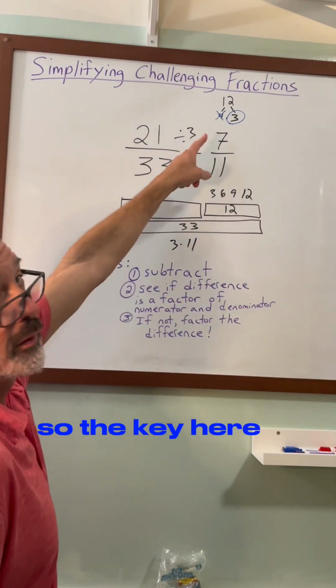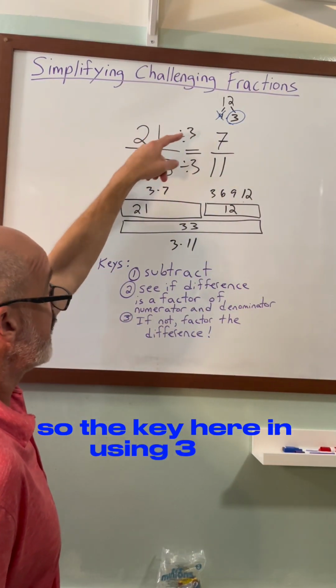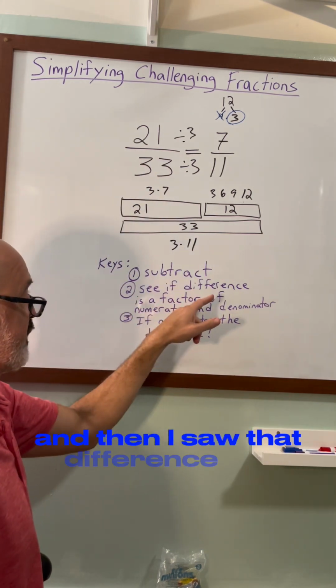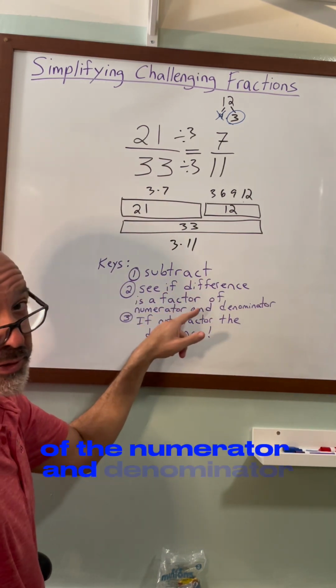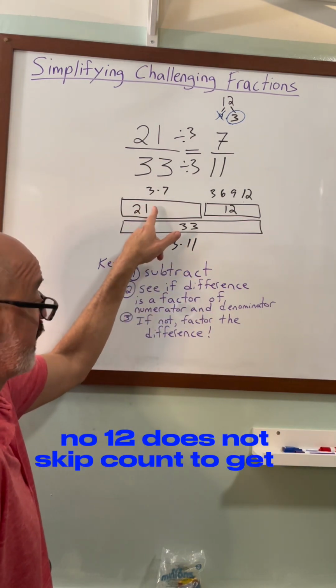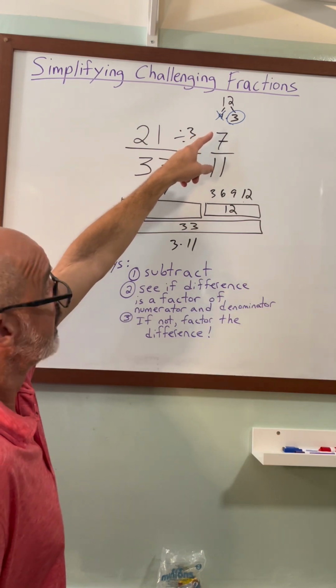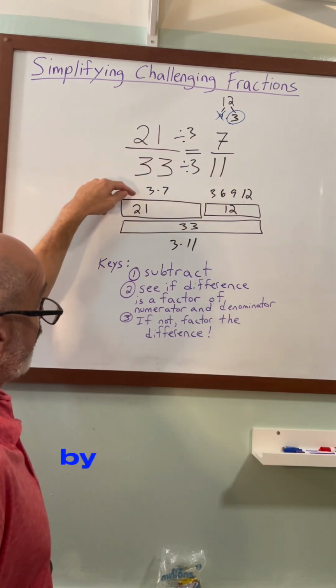So the key here in using 3 is I subtracted to get 12, and then I saw if that difference is a factor of the numerator and denominator. Now 12 does not skip count to get 21, so I knew it wasn't going to work. So I kept factoring out 4 and 3. When I used 3, I could skip count by 3 to get 21.